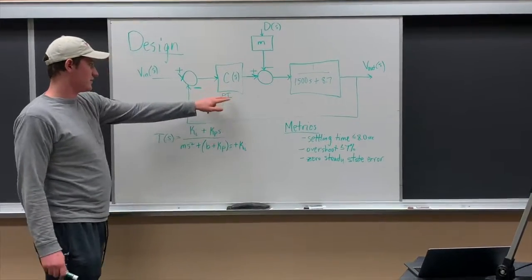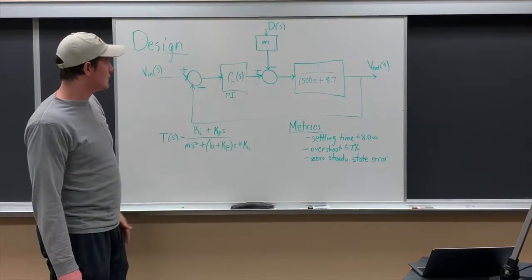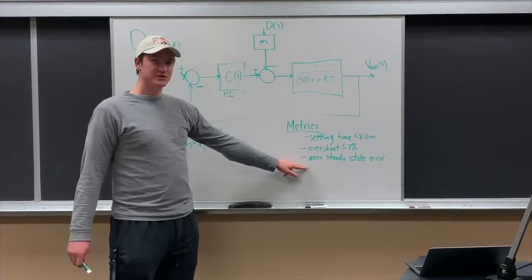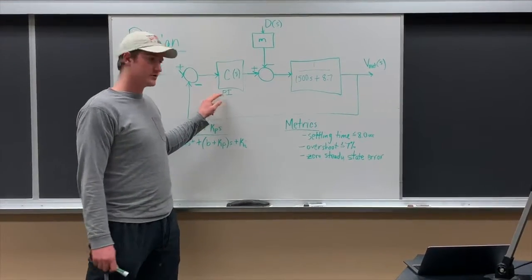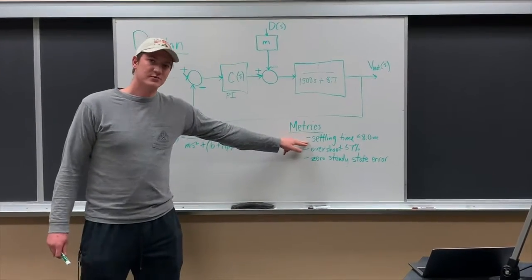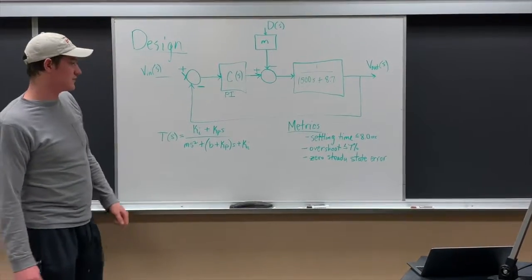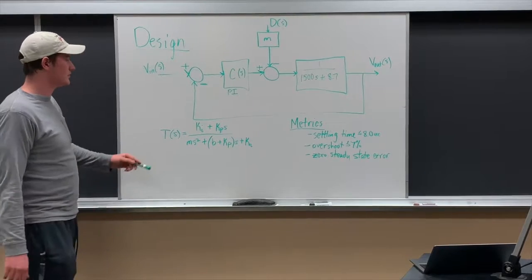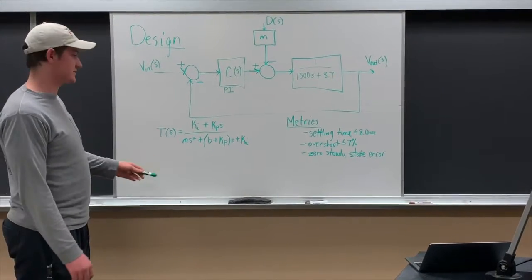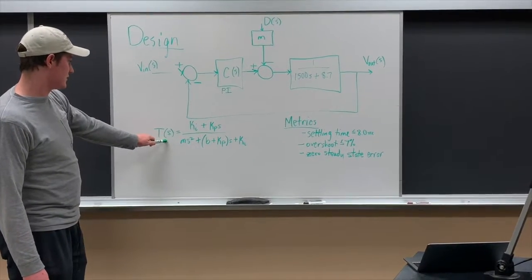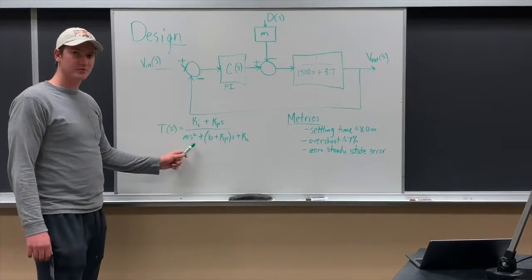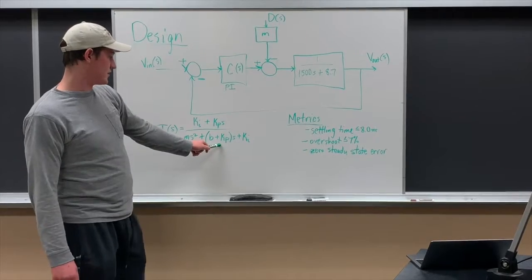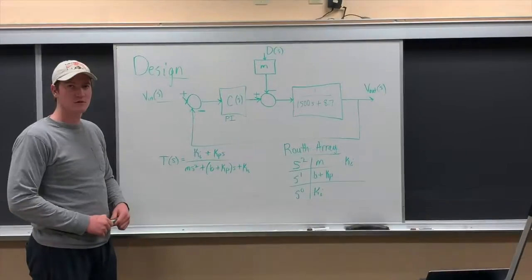We chose a PI controller for our G of S because the integrator will achieve 0 steady state error, and we would need a proportional controller to speed up our system to achieve the settling time of 8 seconds. And so when we found the overall transfer function of our system, we found it to be T of S equals Ki plus Kp S over M S squared plus (B plus Kp) S plus Ki.